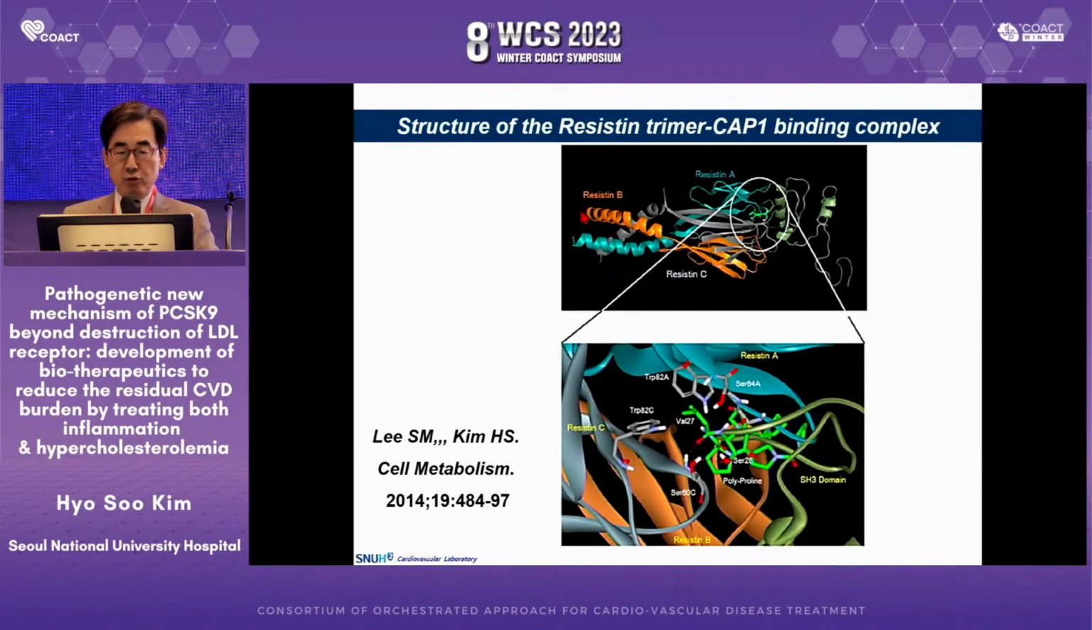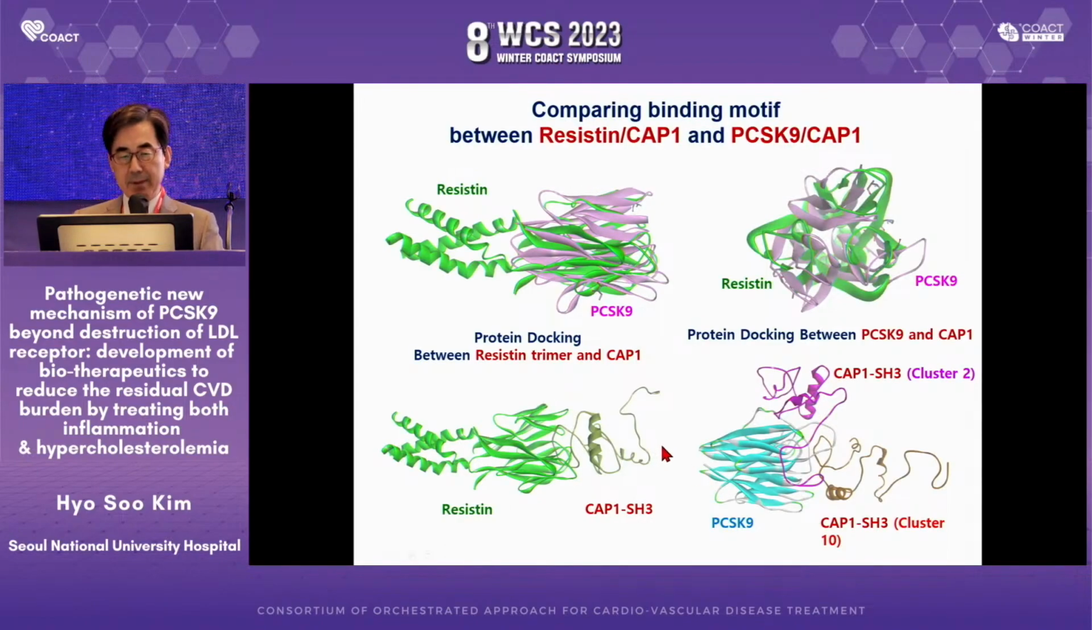We already published the structure of the resistin trimer CAP binding complex shown here, under the collaboration with Dr. Sang-Ak Lee on the panel. And we found the paper: resistin is very similar to PC9. The C-terminal structure of resistin is very similar to the cysteine-rich domain of PC9, in profile and en face. We propose this protein docking model, thus we expect such a protein docking model between PC9 and CAP.